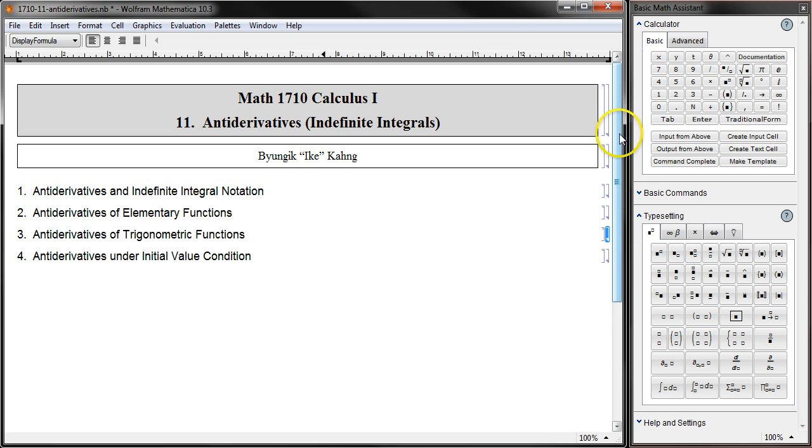Okay, so much for trigonometric functions for this. And we're going to talk about another aspect of antiderivative problems in the next video.